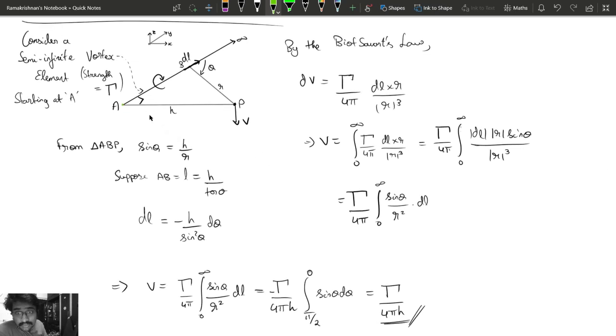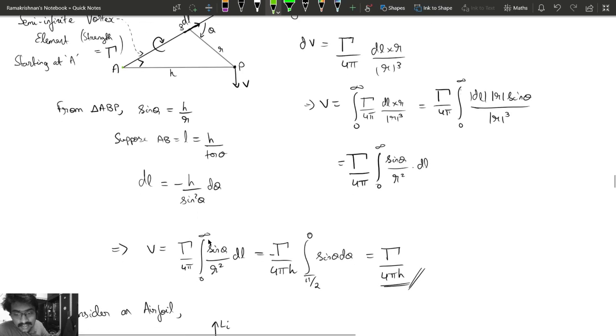And we assume AB to be of length L, where B is the point on which the perpendicular from P to the semi-infinite vortex filament falls. So we can write dl to be minus h by sine square theta d theta. And from Biot-Savart's law, we have this expression. When I substitute r to be h by sine theta, and dl to be minus h by sine square theta d theta, I get an expression that goes like this.